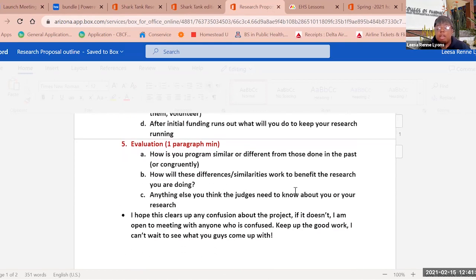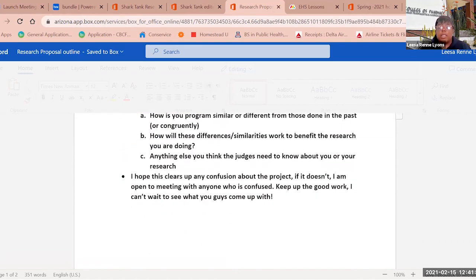And then an evaluation, because like always, if we're going to put our money into something, we want to see how they're going to evaluate if it worked, or if it's not successful, how they are going to change their methods to make it successful.